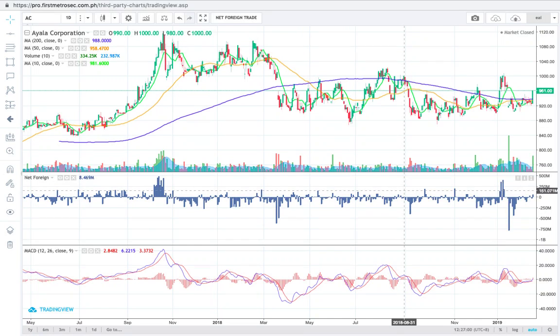Now, before I show you how to plot the support and resistance level, I would also like to mention the two things that could happen when the price draws closer or hits the support or resistance level of a stock. So how many possible things could happen? Two. Remember, two.